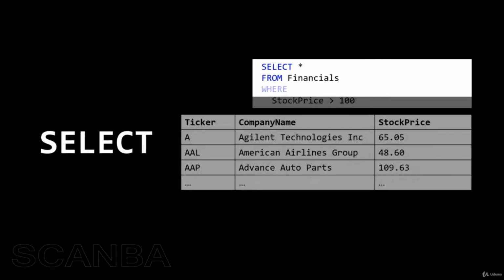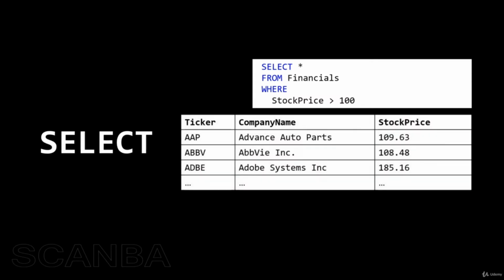Optionally, a where clause can be used to filter the rows returned, as in this example, which returns only rows with the stock price greater than 100. The select command can include more than one table name, a list of columns to retrieve, one or more joins of tables, aggregate functions, and sorting and grouping commands.